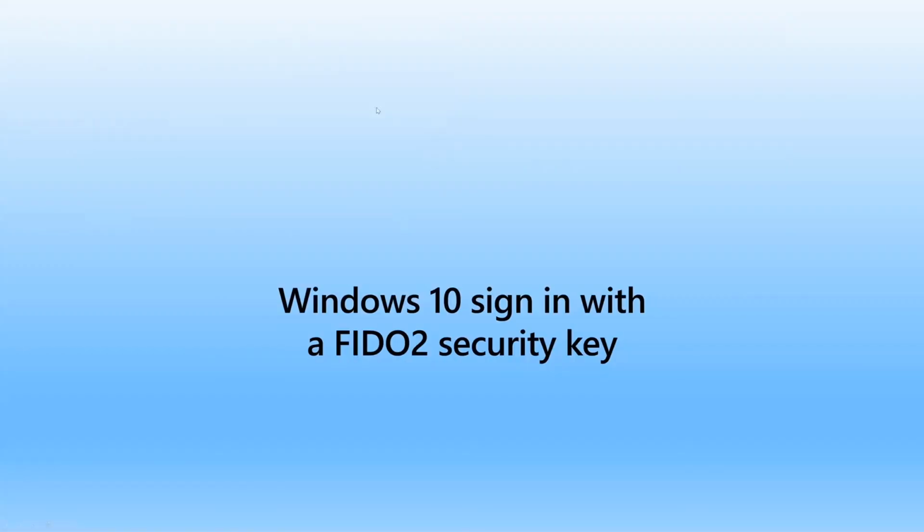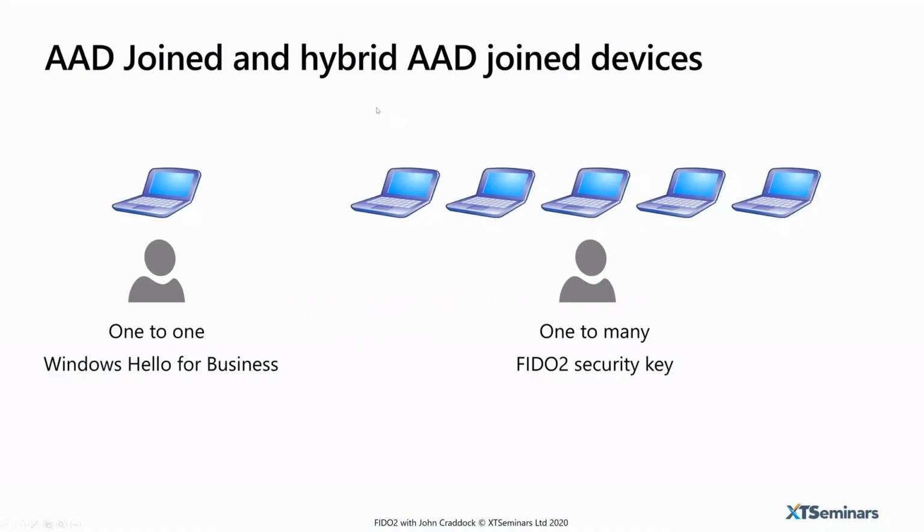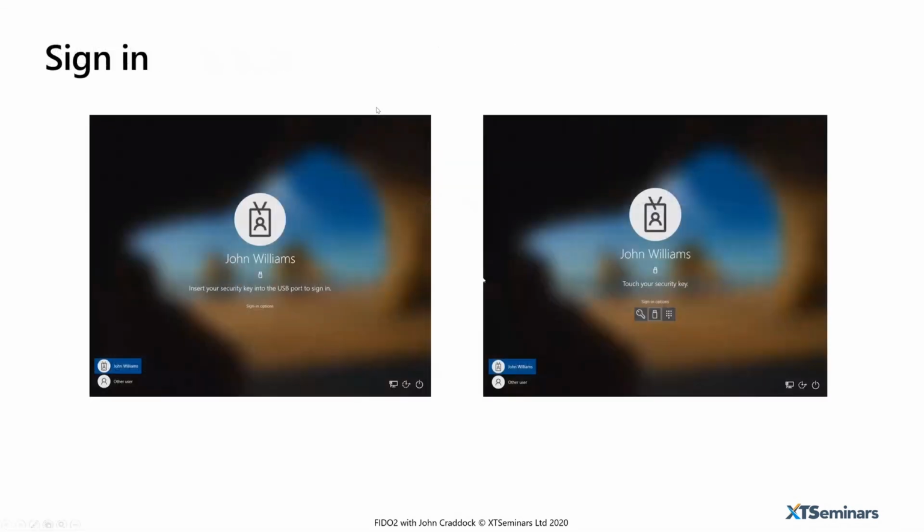Now, what about Windows 10 sign in with FIDO2? If you're going from one to one, Windows Hello for Business is the recommended way of doing it. If you're going from one to many devices, then you can use a FIDO2 security key. What will happen is you will be prompted to insert your key and then asked to touch your key. And remember, you have to verify against the key. So if it's not a biometric key or it can't read your fingerprint, you will be prompted for a PIN.